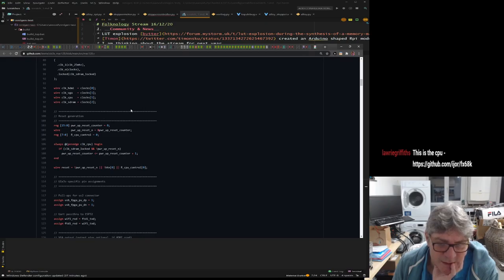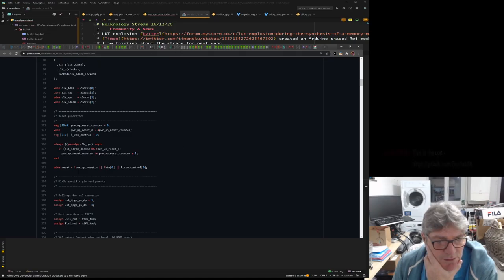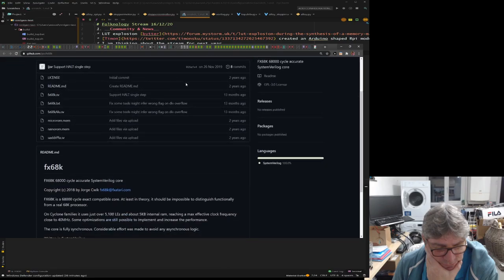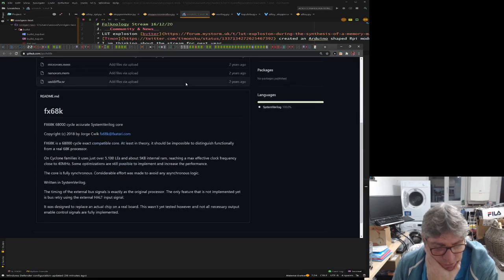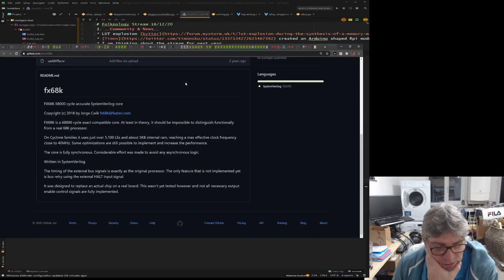Which ESP do they use? They use an ESP32. Is it a ROM, or is it the Rover? Okay, so this is a CPU. Who's Azure? Cycle accurate system, very cool. Did you have to change much? A lot of the SystemVerilog is supported.